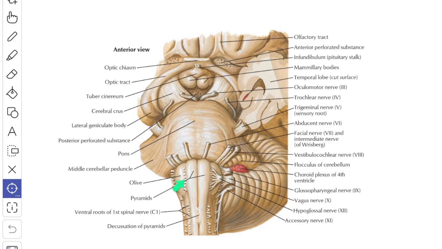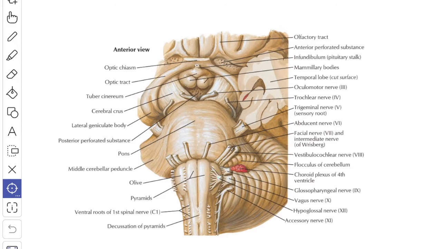These are oval elevations posterolateral to the pyramid, produced by the underlying mass of grey matter called the inferior olivary nucleus. Then you have the rootlets of the hypoglossal nerve. They emerge from the anterolateral sulcus between the pyramid and the olive.